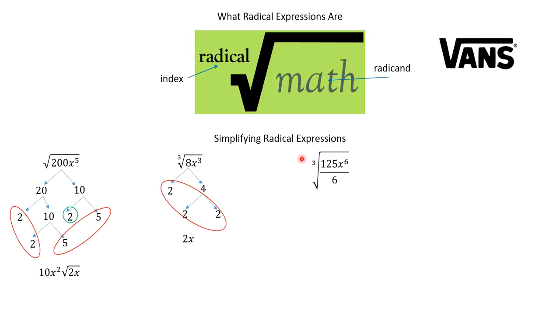A bit harder one. Here we have the cube root. Now we can split this up to be the cube root of the top and the cube root of the bottom. But we can do the cube root of the top and the bottom separately. The top, 125, we could do a factor tree, or we can think, well, that's 25 times 5, and 25 is 5 times 5, so 125 is 5 times 5 times 5.